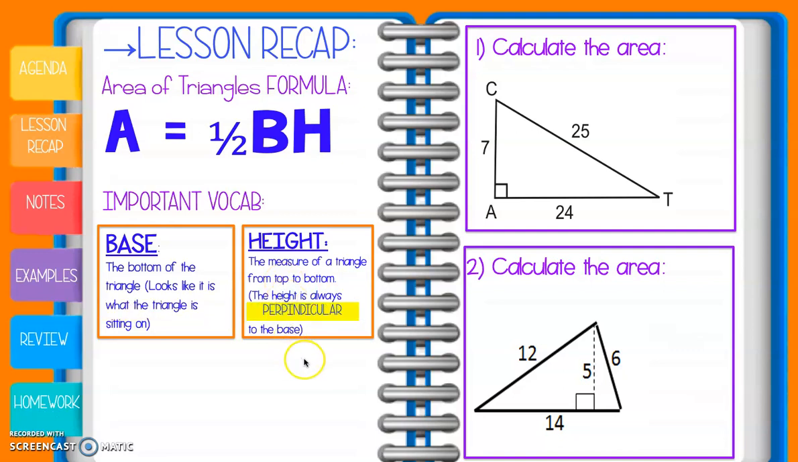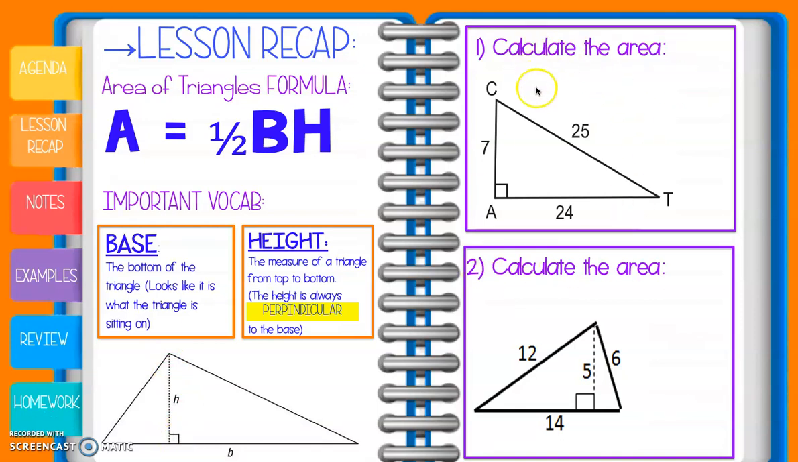So your height is always going to be perpendicular to the base. And you're going to be able to see that height from the very tip top to the very bottom of the triangle. And it's going to denote that it is perpendicular with this little right angle box. Okay, so you'll know that the line that is perpendicular to the base is your height. So if you're looking at this triangle here, this is our base, it's the bottom, it's what our triangle is sitting on, and the height is from the very bottom to the very tip top, and it is perpendicular to the base, okay?